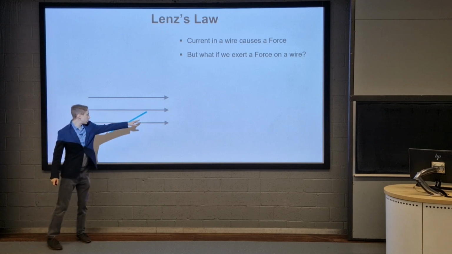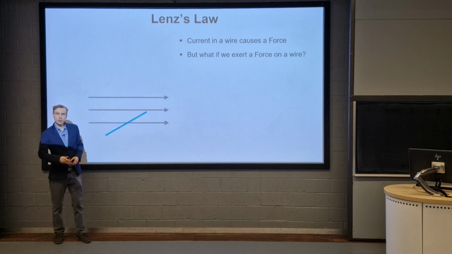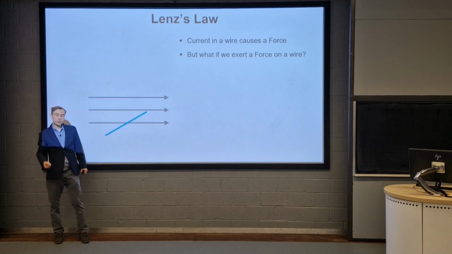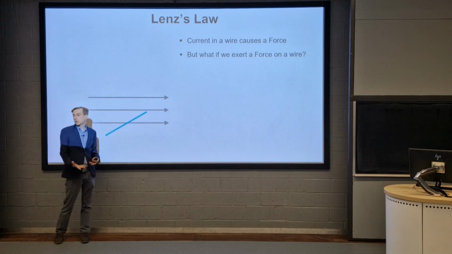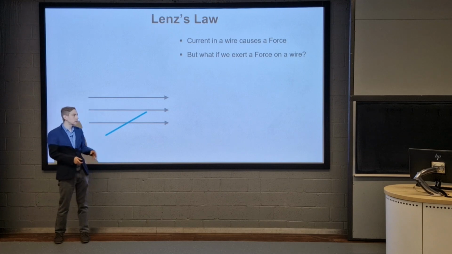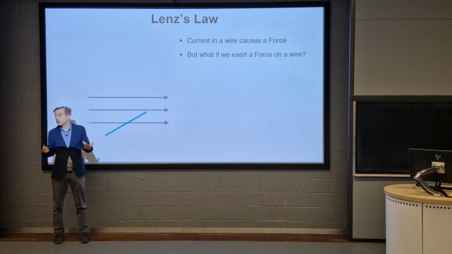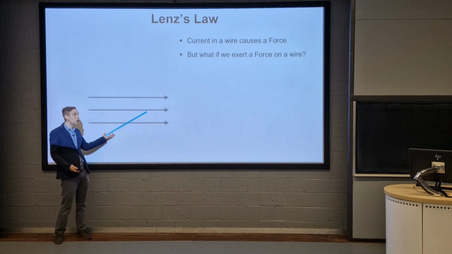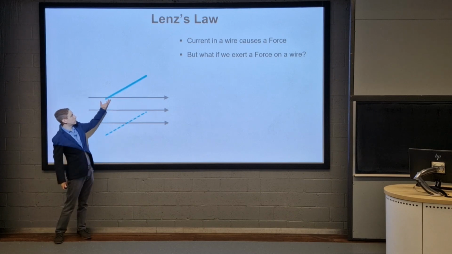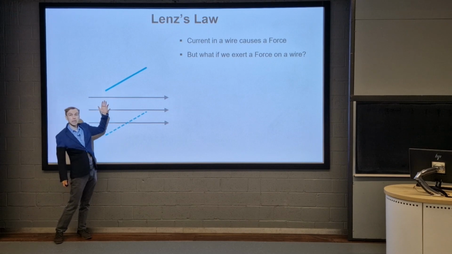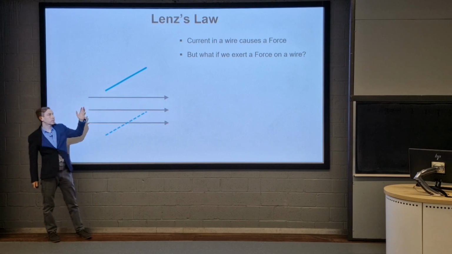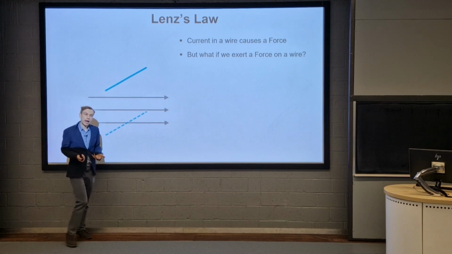And I've got a piece of wire here. And I'm trying to indicate the wire is going across in this direction, into and out of the screen. So we know that if we passed a current through this wire, there's going to be a force exerted on it because it's sitting in a magnetic field. But what if, instead of passing a current through, we come along over here and we exert the force on the wire ourselves? So what do you reckon's going to happen?